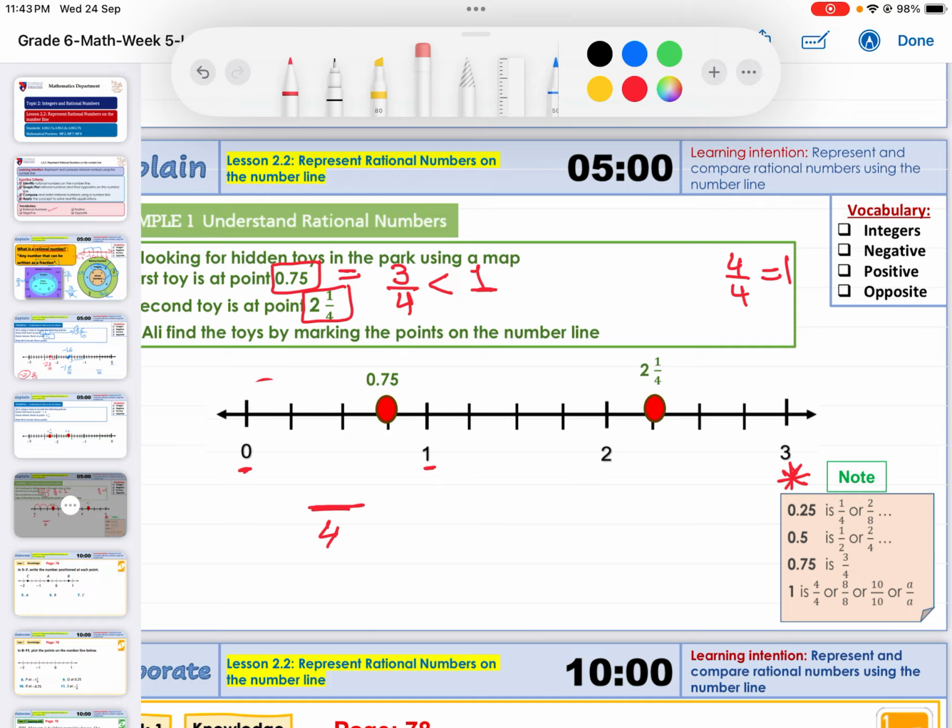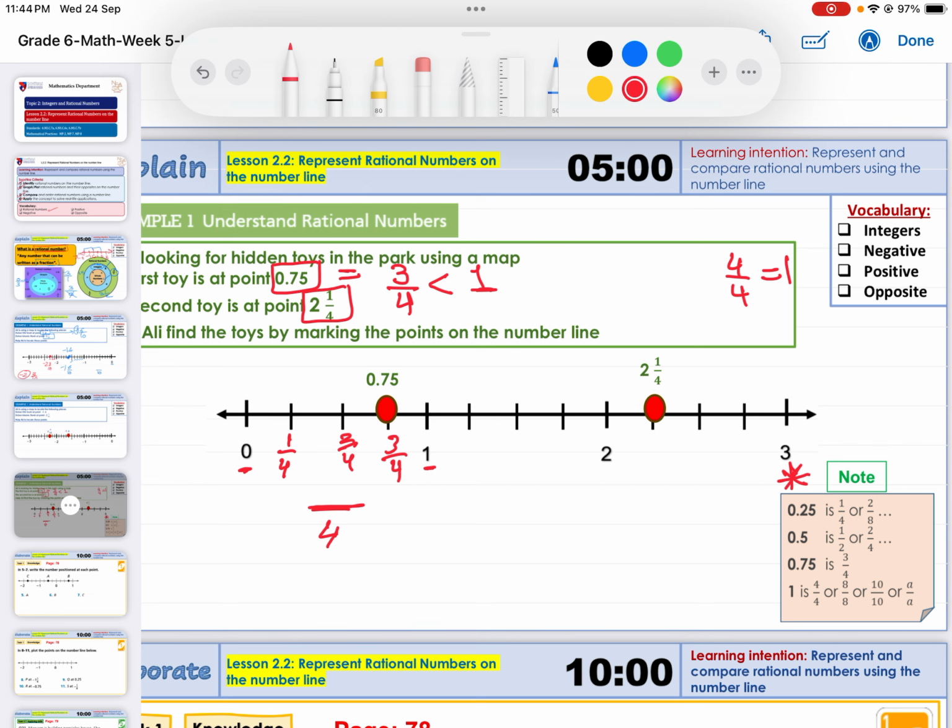Now, let's graph. How are we going to do it? So, 0.75 or 75 hundredths is the same as 3/4. We're going to start from 0. That's 1/4, 2/4, and 3/4. That's your point. Okay? That's it. Next, let's go to the second one. 2 and 1/4.